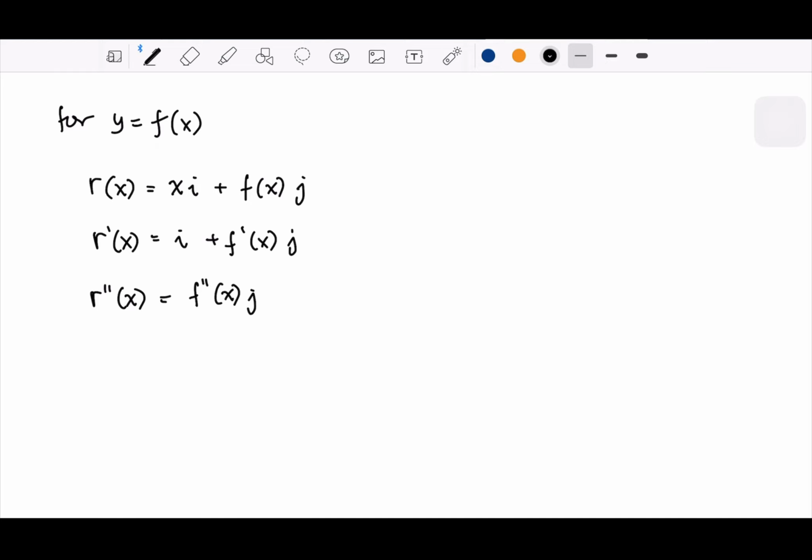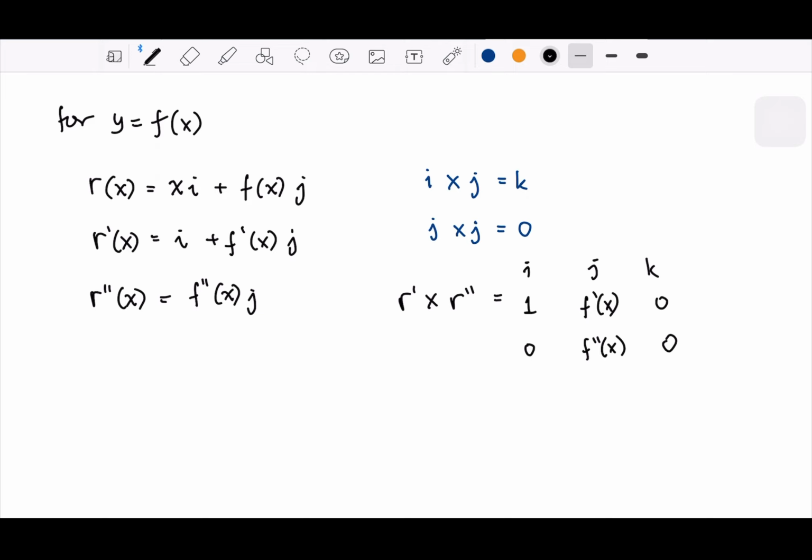Now remember that if we have i cross j, this is going to be k, and j cross j will be 0. So if we have r prime cross r double prime, if you write it in terms of i, j, k, this will be 1, and then f prime x, and then 0, and then this will be 0, f double prime x, and then this will be 0.